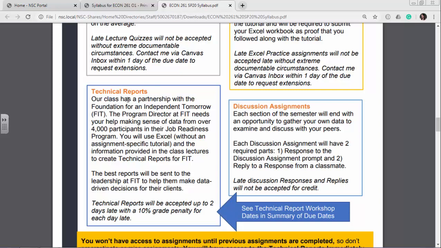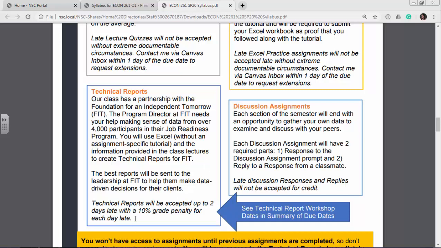This is a really cool assignment because it is real world, and whoever does the best report will have their report actually sent to the Foundation for an Independent Tomorrow, which is who we're partnering with for these technical reports, and you will be able to help them make better decisions about their clients.